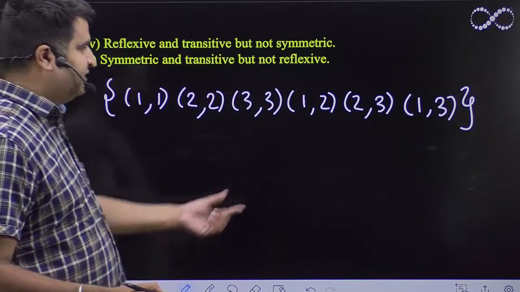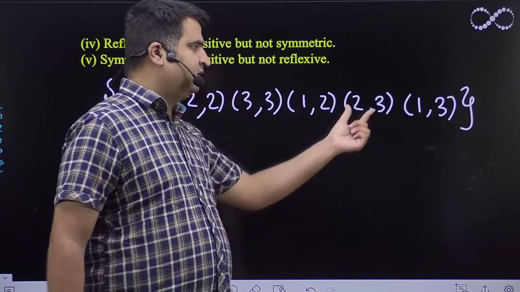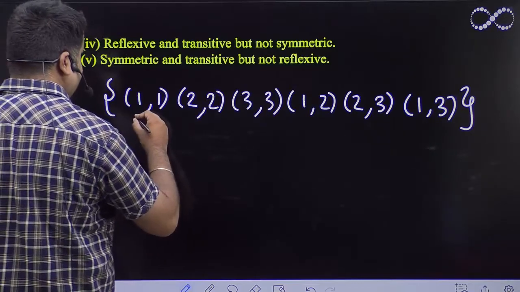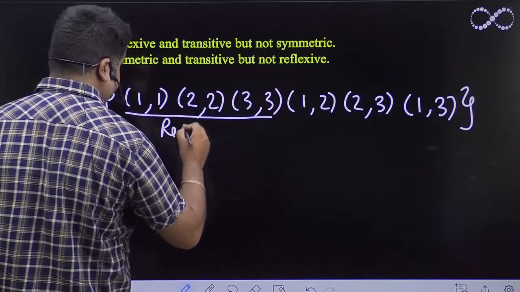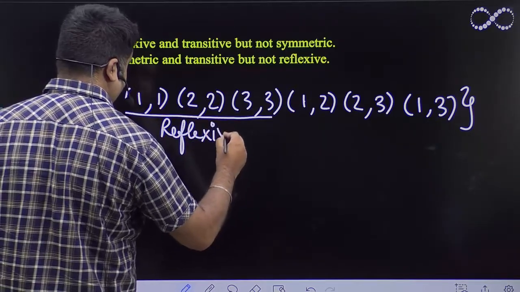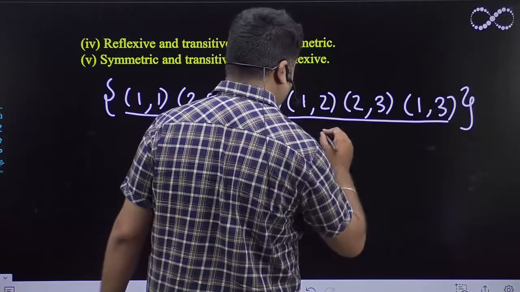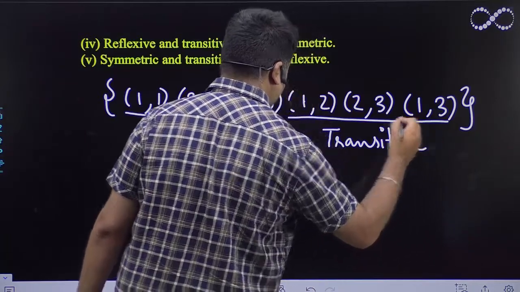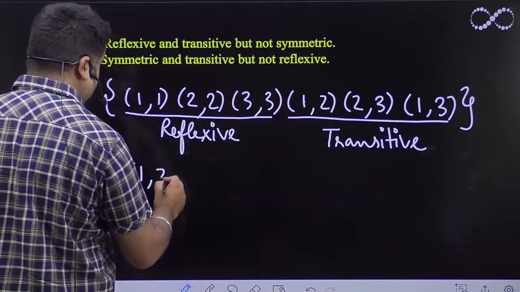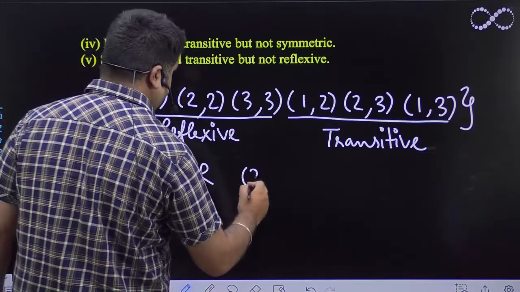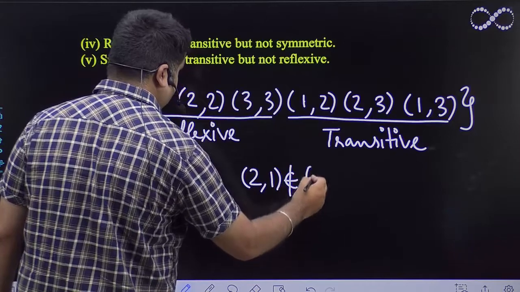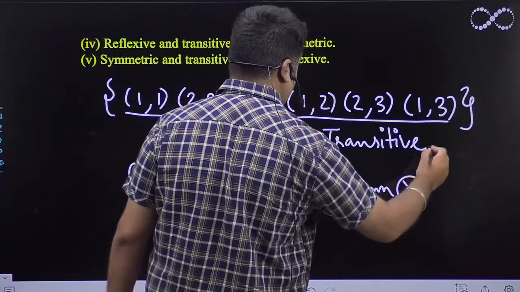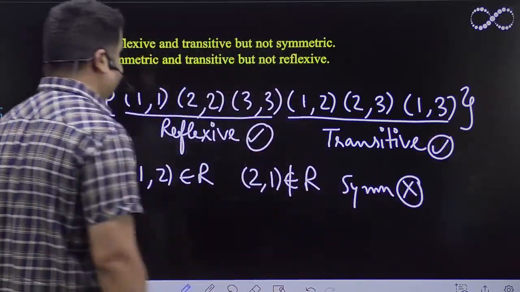But this is not a symmetric relation because if 1, 2 is there, 2, 1 is not there. 2, 3 is there, 3, 2 is not there. Therefore, this is not symmetric. Reflexive, it will become from these three. Okay, this will contribute to the transitive property. But for symmetric, since 1, 2 is there and 2, 1 is not there, therefore this is not symmetric. Transitive and reflexive, it will be.